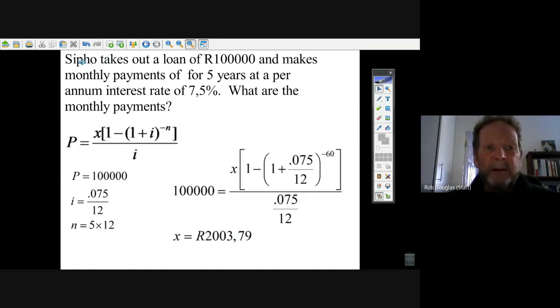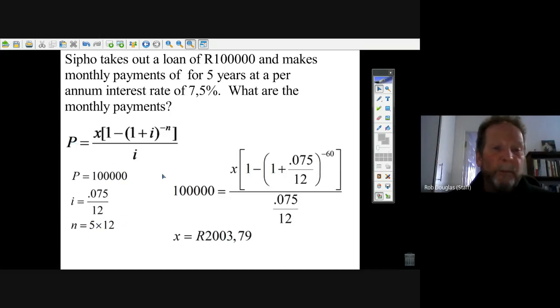Say Sipo takes out a loan of 100,000 and he makes monthly payments for 5 years at a per annum interest rate of 7.5%. What are those monthly payments? Well, P is 100,000. i is 7.5% divided by 12. 5 years is 5 times 12. That's n is 60. There'll be 60 payments.